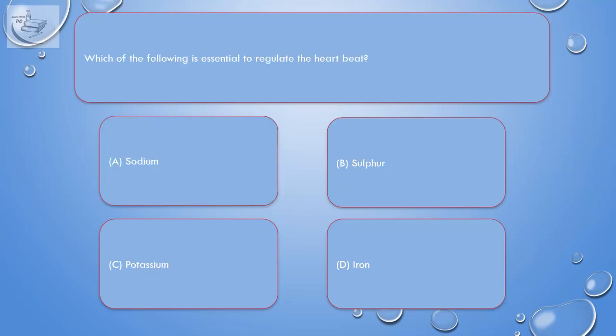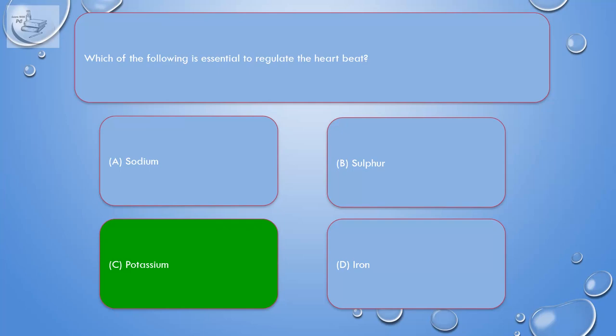Question: Which of the following is essential to regulate the heartbeat? A. Sodium. B. Sulphur. C. Potassium. D. Iron. Correct answer is C. Potassium.